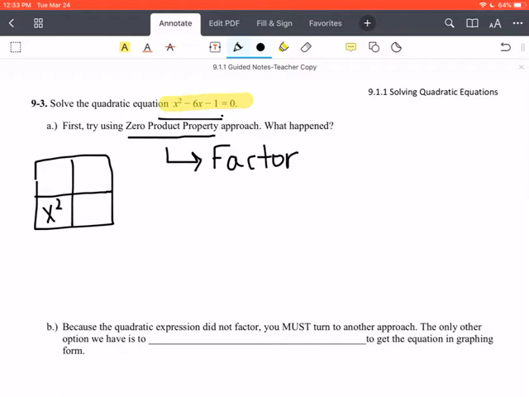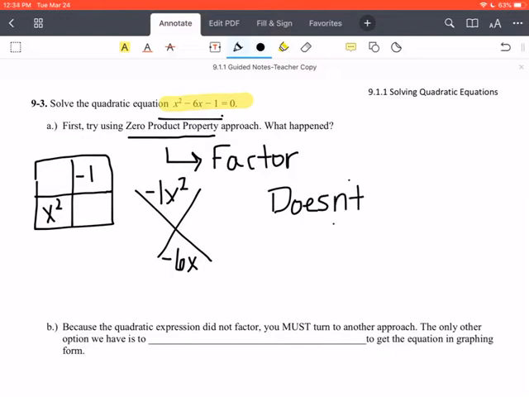So we have x squared, we have -1, we set up our diamond by multiplying up the mountain, -1x squared, and then we have -6x. Well, the only numbers that multiply to be -1 are 1 and -1, and those certainly don't add up to be -6. So what happened? We see that it doesn't factor.